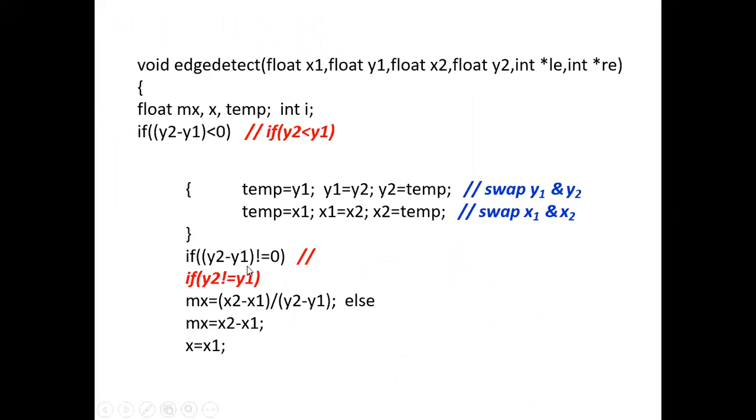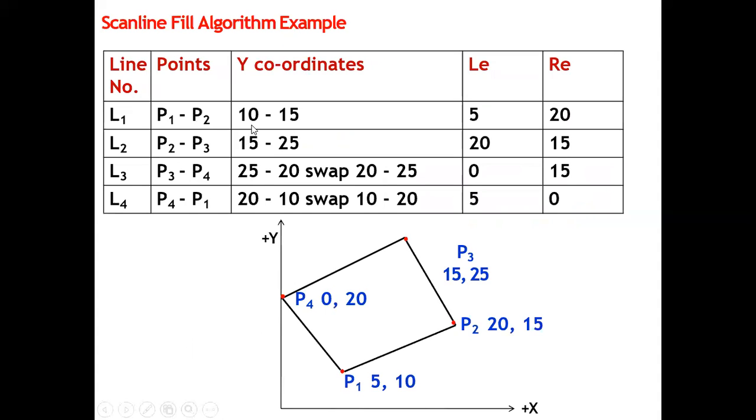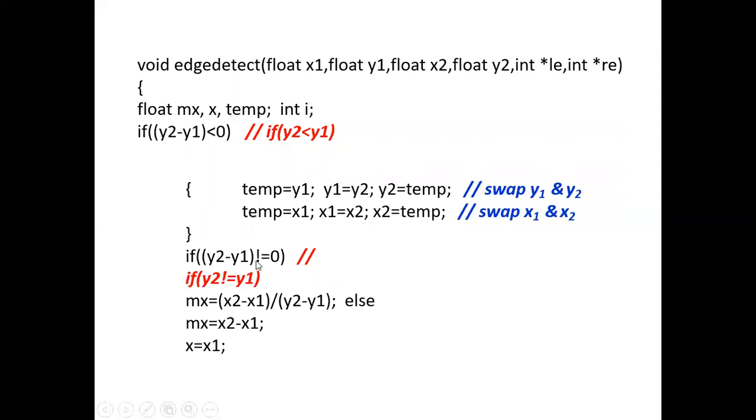Next, if y2 minus y1 is not equal to 0, that means y2 is not equal to y1, both are different points. That means I have to go from bottom to top. So if y2 minus y1 is not equal to 0, what I'm doing is finding out some value, which is nothing but my intersecting point value. I'm trying to find mx is equal to x2 minus x1 divided by y2 minus y1.